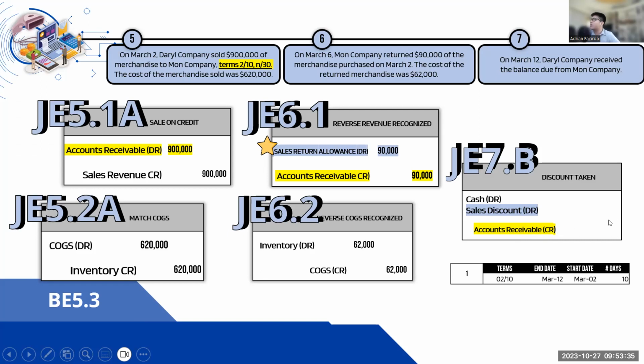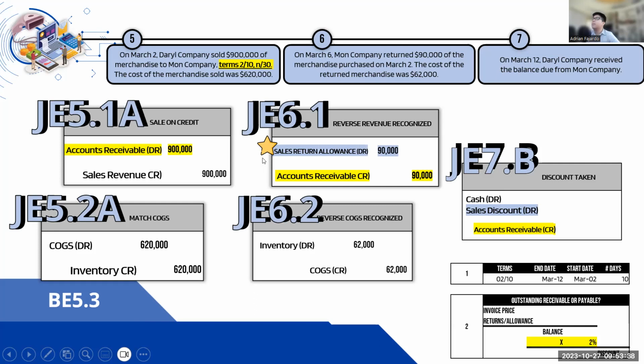So how much is my accounts receivable? Let's compute. My invoice price of 900,000 minus my sales return allowance of 90,000. My balance, therefore, is 810,000. So automatic my credit is 810,000. Next, i-multiply ko yung 2% dito sa 810,000 na to. So my discount is 16,200. And therefore, my cash would be squeezed, which is 793,800. So now we're done with our perpetual.